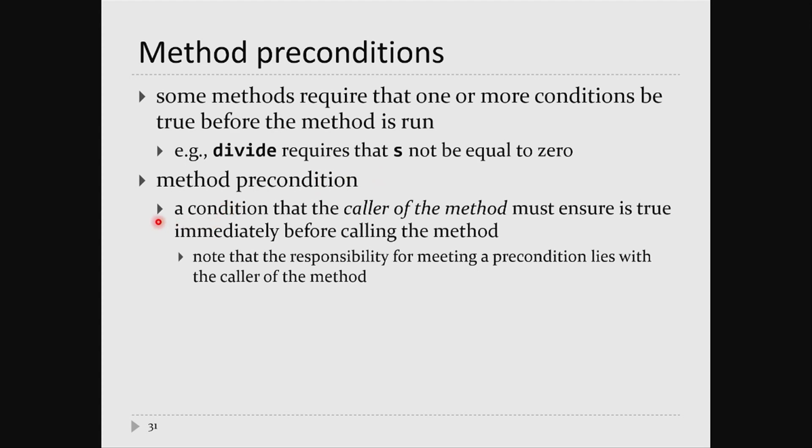So a condition that the caller of the method, whoever's using the method, must ensure is true before they call the method is called a precondition. It's a constraint on the caller of the method, not a constraint on the method. The responsibility for meeting the precondition falls on whoever is calling the method.